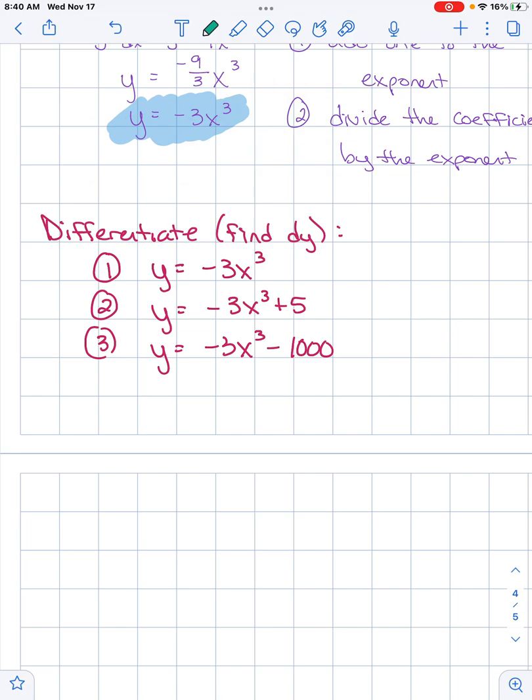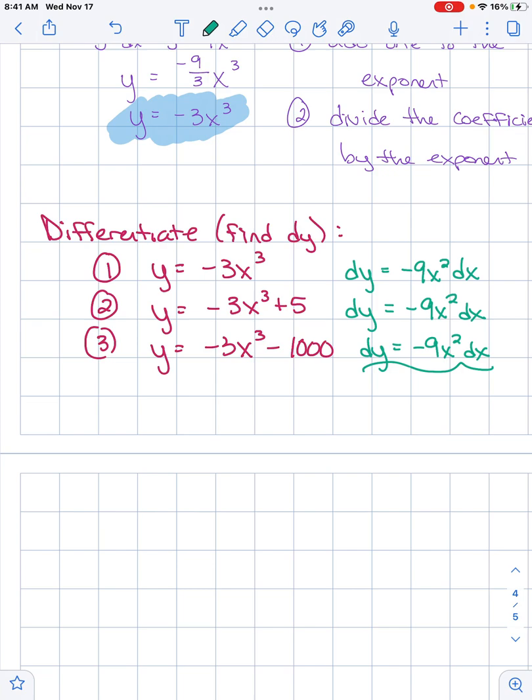Okay, welcome back. So let's find the derivative, let's find dy for each of these. We already did the first one up above. dy is negative 9x squared dx. If I look at this second one, I'm going to find dy. Negative 3x cubed, the derivative of that is negative 9x squared, and the derivative of plus 5 is 0. So dy equals negative 9x squared dx. The derivative of negative 1,000 is 0. So what I notice, what the issue is, is these all have the same derivative.